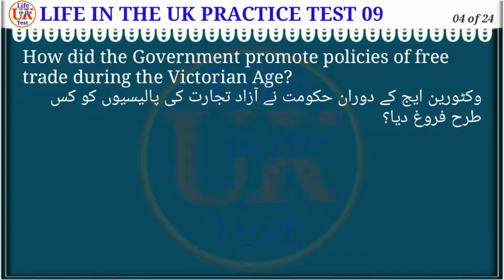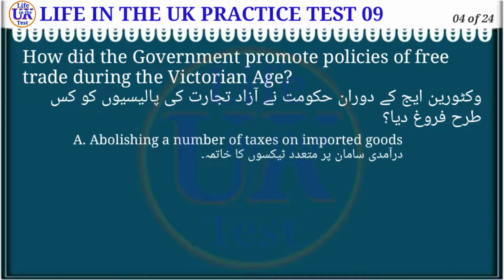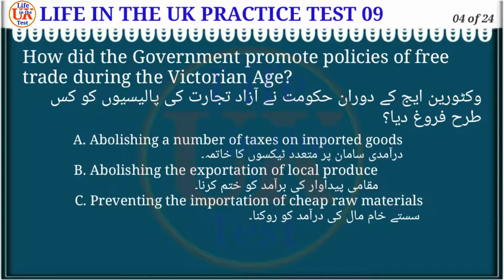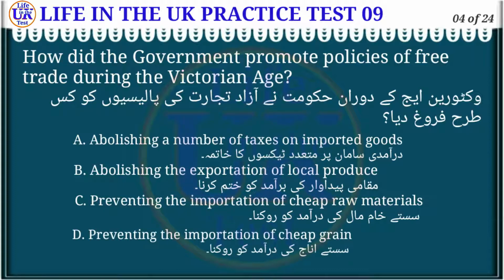How did the government promote policies of free trade during the Victorian age? A. Abolishing a number of taxes on imported goods. B. Abolishing the exportation of local produce. C. Preventing the importation of cheap raw materials. D. Preventing the importation of cheap grain. The correct answer is A.